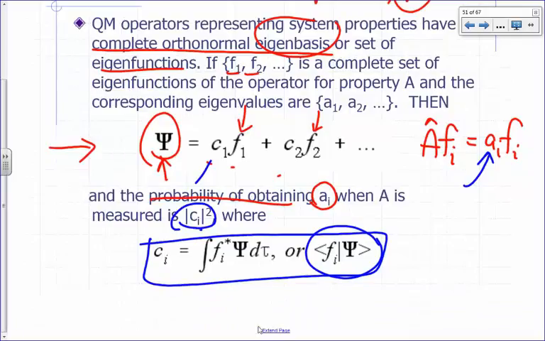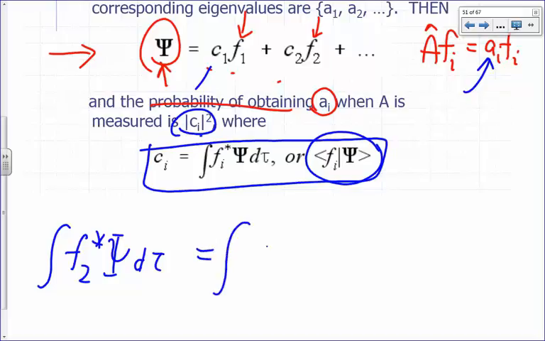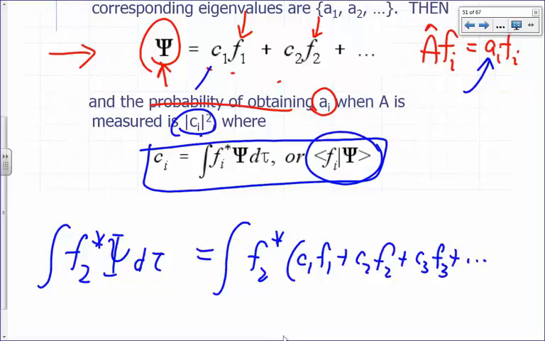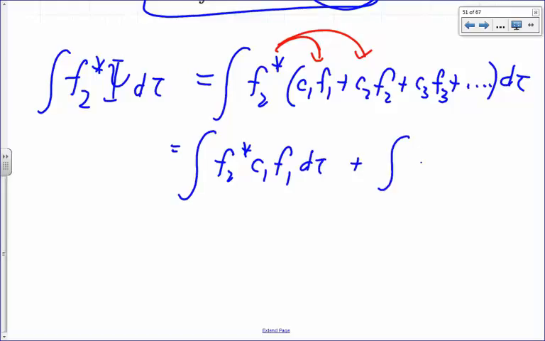Now let me just refresh your memory with that one. What happens if we take the integral, for example, of f2 star psi d theta? What do you get? The integral of f2 star, and what's the expression for psi? c1 f1 plus c2 f2 plus c3 f3 plus, and so on. By the distributive property, I can distribute this, so this is the integral of f2 star c1 f1 d theta plus the integral of f2 star c2 f2 d theta plus so on and so forth.